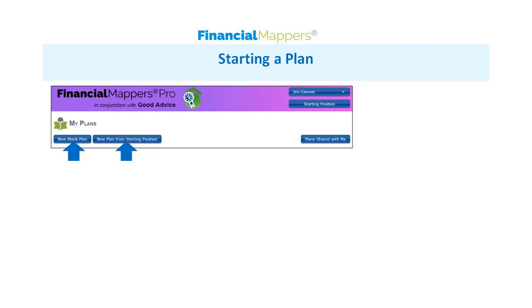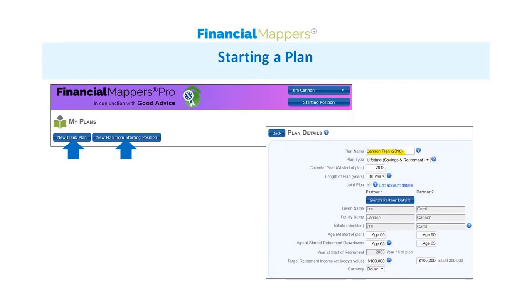When you're ready to create your first plan, you can select either a new blank plan or new plan from starting position, in which case that information will be automatically downloaded into the plan. The plan name and type, as well as other descriptive details, are entered, and when the Save button is clicked, your new plan is created and shown as the heading in the Plan Management area.